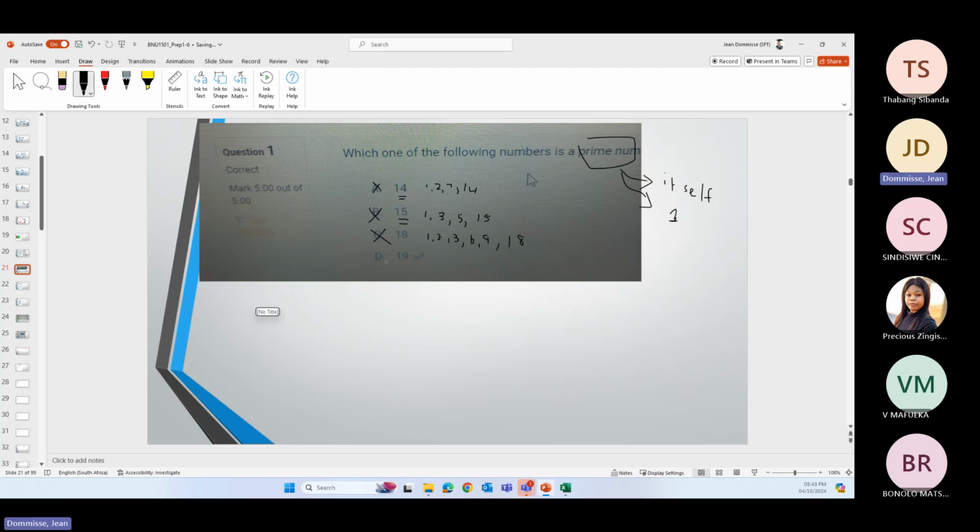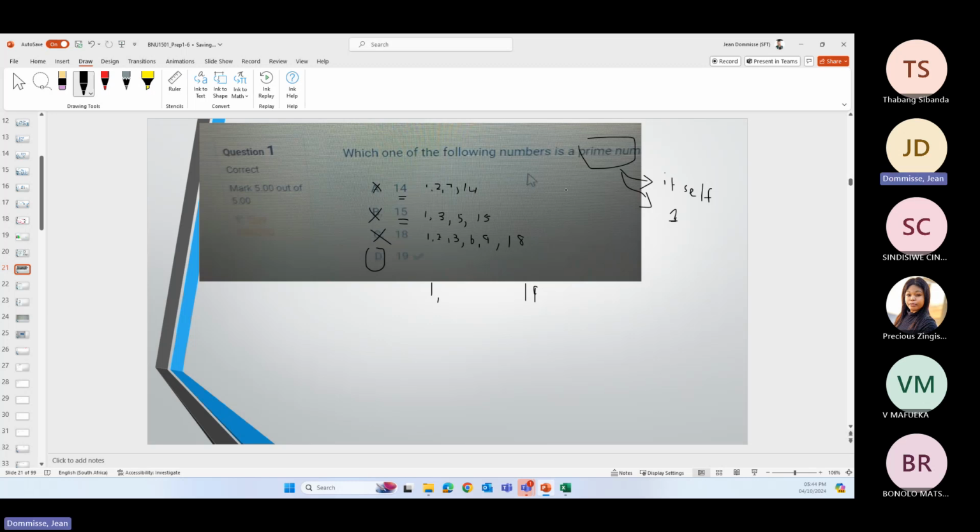And then 19, so we now know that 19 is the correct one, but again, 1 goes in there and 19, but let's see, 2 doesn't, 3 doesn't, 4 doesn't, 5 no, 6 no, 7 no, 8 no. Okay, so actually it is only 1 and 19.